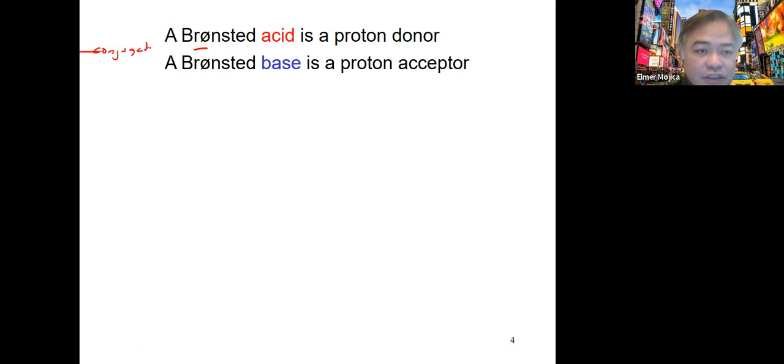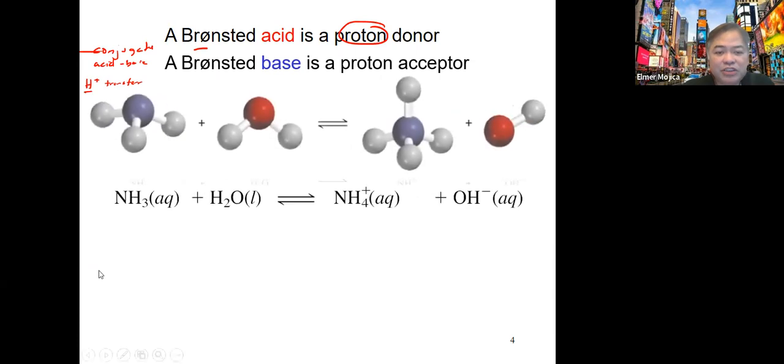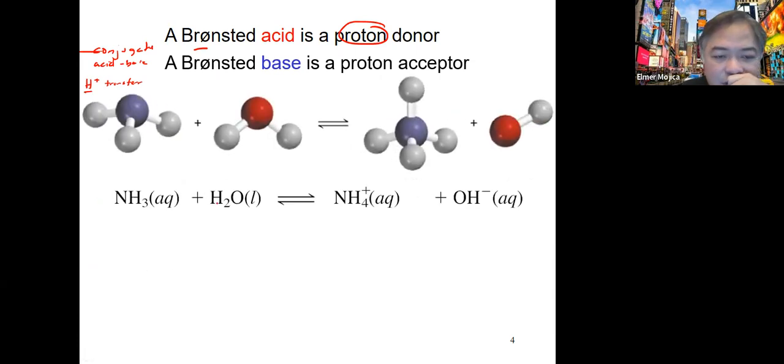When you have a conjugate acid-base pair, it means the acid-base reaction there is just hydrogen transfer. Hydrogen being your proton. So one would donate a proton and the other one would accept the proton. For instance, we have here ammonia reacting with water to produce ammonium and hydroxide ion. You should be able to determine which one is the acid and which one is the base. So what is the acid here? Which one donated the hydrogen or the proton? Water. Okay, so water.